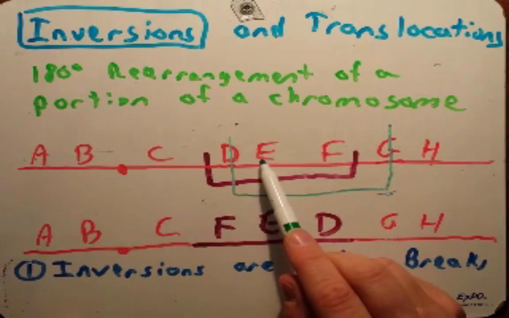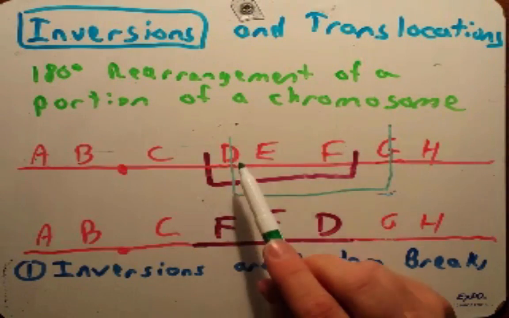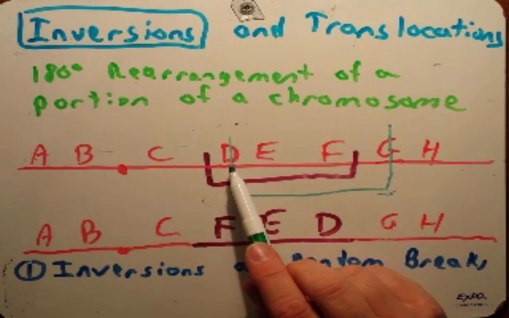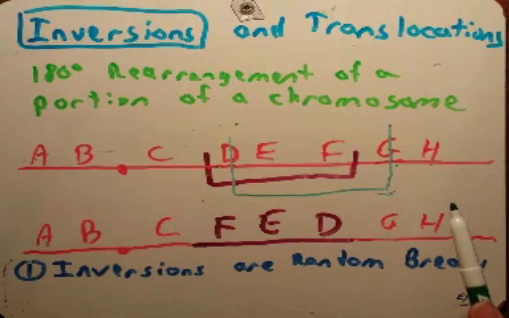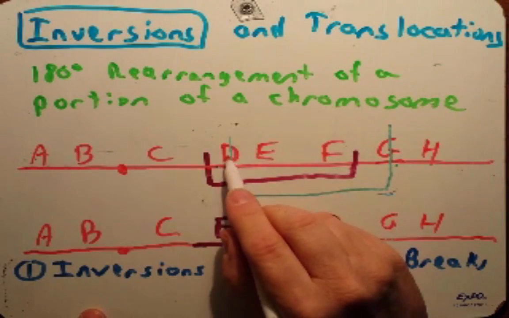Well, we might still have a functional E and F, but the gene D has just now been cut in half. Half of it's going to remain here, the other half's over here. If you remember from transcription, there's no way you can transcribe that gene now because each half is on a separate end of the chromosome. Same with gene G.